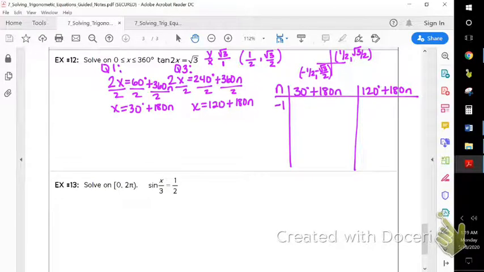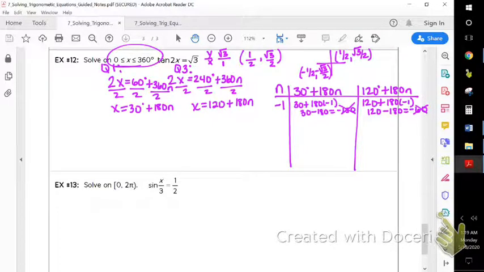And then what we did is we went in and we plugged in the n values. So for this first one, we got 30 plus 180 times -1, which is 30 minus 180, which is -150, which is not between 0 and 360. So this one's out. We did the same thing with the 120 plus 180 times -1. So it's 120 minus 180, which is -60, which is not between 0 and 360, so it was out. That's what we want, though. We want it to be too small at first, and then we're going to just increase our n size by 1 until we find where it's too big.